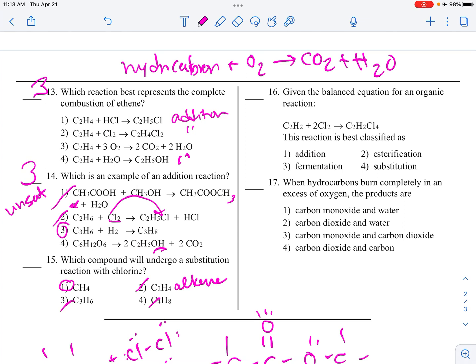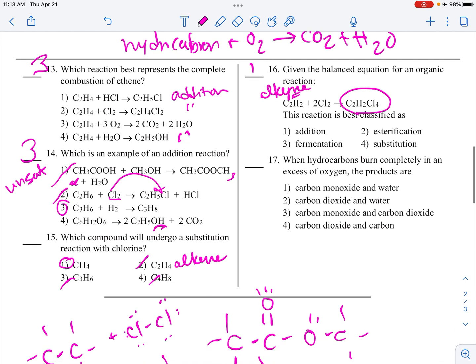All right, what's going on here? C2H2. That looks like double the carbons and then minus 2. So this is an alkyne. If you don't believe me, go ahead and try table Q. And it looks like we are going to break that multiple bond and form one product that's called an addition reaction. Finally, when hydrocarbons burn completely in an excess of oxygen, oh, this is combustion.